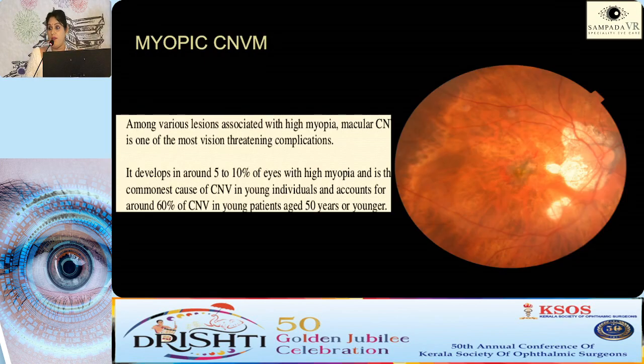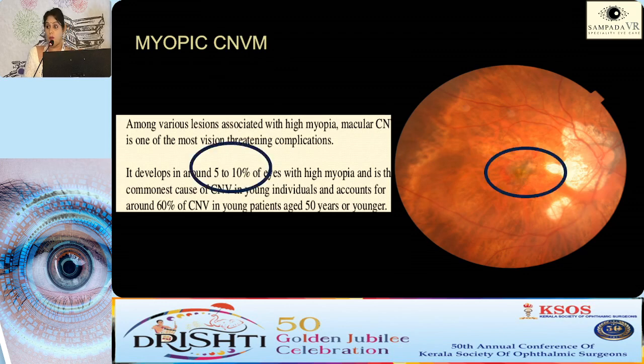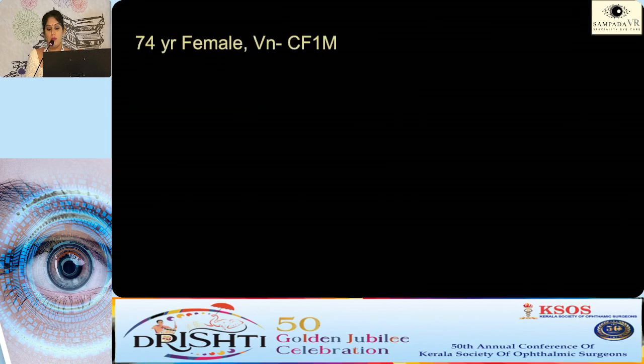Now, myopic CNVM: it's not only the lattice degeneration which you have to look for. Closely, always under high magnification, look for the center of the macula, because 5 to 10% of eyes with high myopia can go for a myopic CNVM. You can see the subtle bleeding points, a very small subtle bleeding tinge if you are viewing the patient every 6 months to 1 year, or a small SRF. Always see that myopic CNVM is not missed.